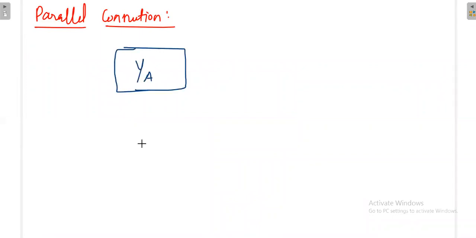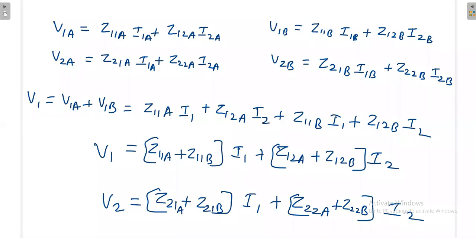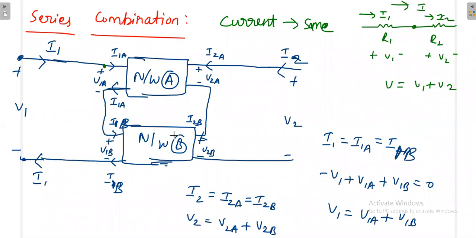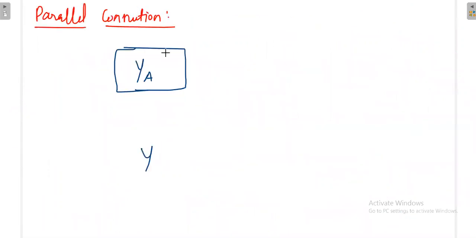Again, what is the meaning here? The entire network I can represent with a Y parameter, and again the entire network B I can represent with a Y parameter. Similarly for the other combination, this is represented as a Y parameter. Again, for network B also we have a Y parameter. Then what is the connection format? Generally you will have a connection like this.